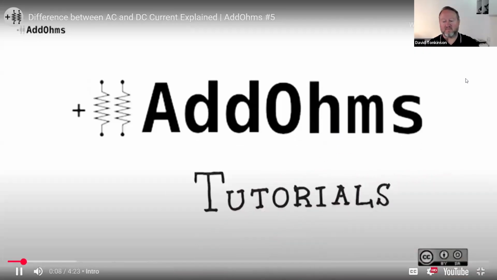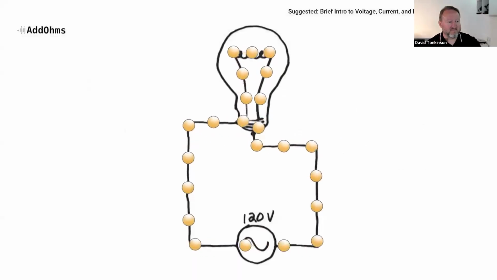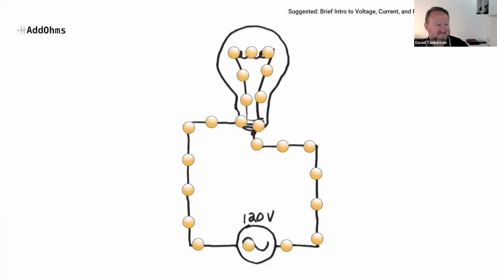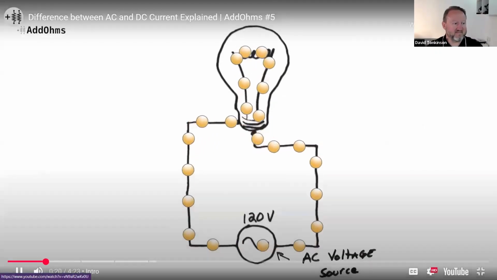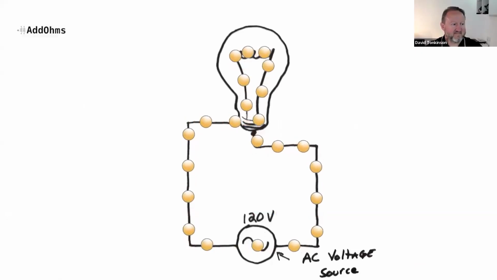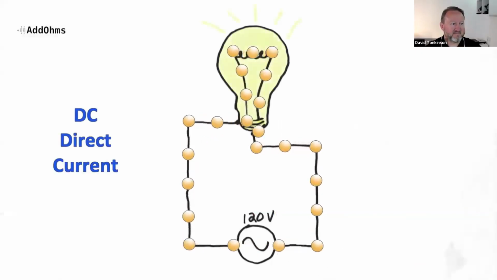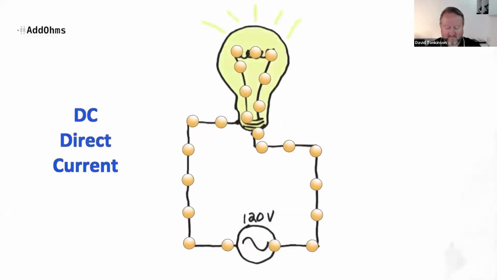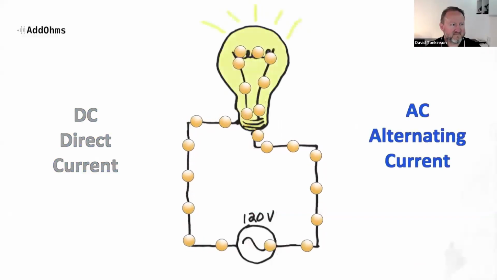On a previous AddOhms video, we looked at voltage, power, and current, and you might remember this animation. One problem with this animation is that the voltage source shown was an AC source, while the current flow was shown as DC. So let's talk about the difference between AC and DC. The letters DC stand for direct current, and it generally means the electrons flow in a single direction. AC stands for alternating current, and it means that the flow of electrons change.